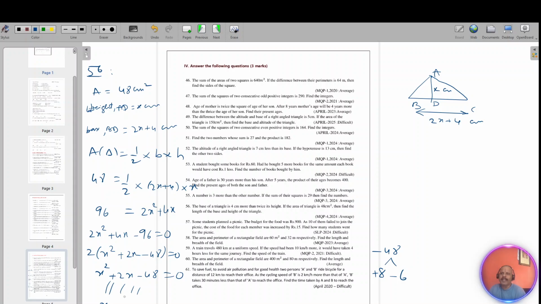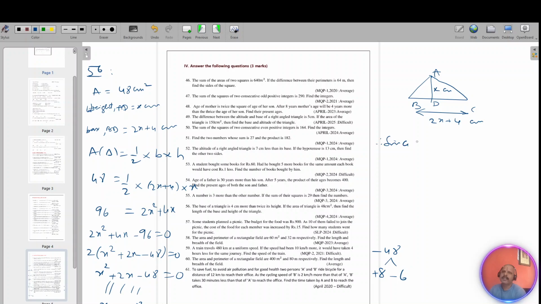The final answer for x will be minus 8 and plus 6. Minus 8 and x equal to plus 6. Since x is the height, meaning length cannot be negative, right? So we write that and we choose x as 6 centimeter.